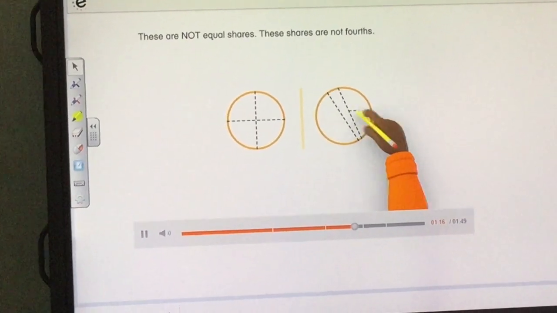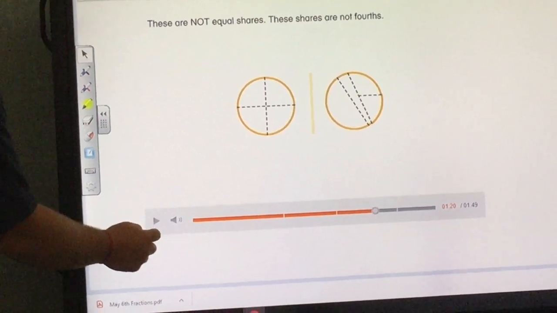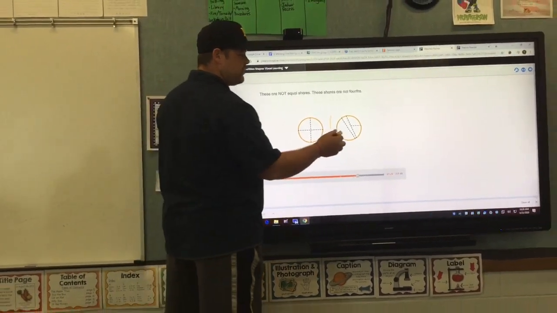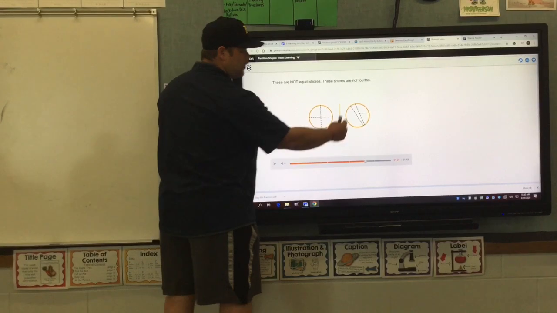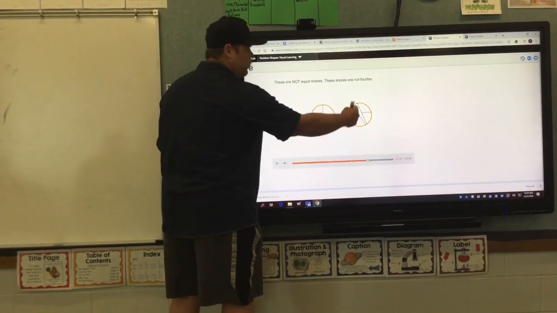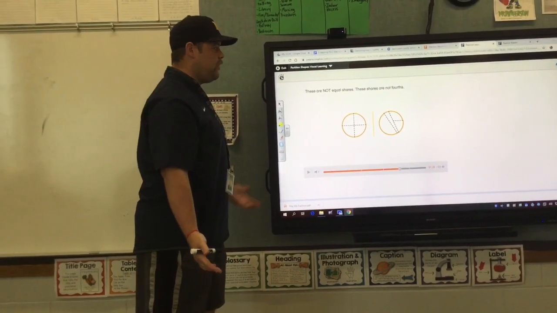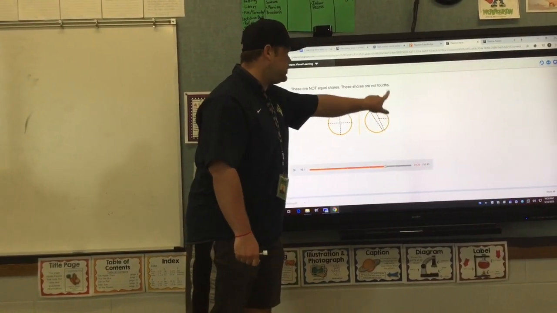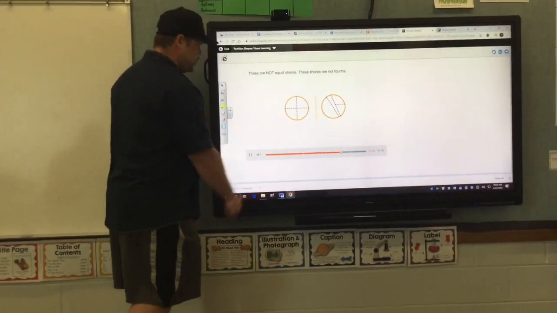These are not equal shares. These shares are not fourths. Okay, so if I open up a pizza box and the people at Pizza Hut or Papa John's or wherever you get your pizza from cut my pizza like that, and I had one big piece over here and then one sliver here and then two small pieces on the outside, I would probably call and complain because those aren't equal shares. My friends wouldn't want to split that pizza up into those four pieces because those aren't equal. It wouldn't be even for everybody.